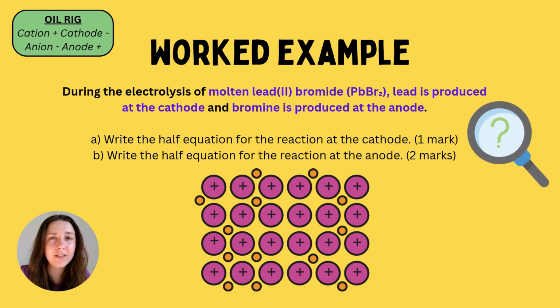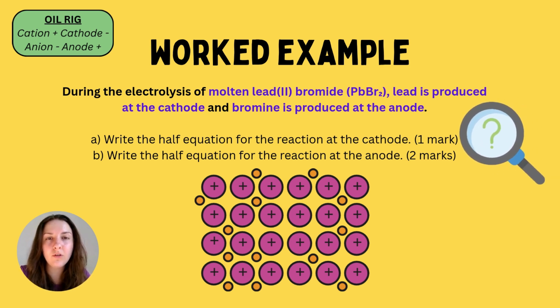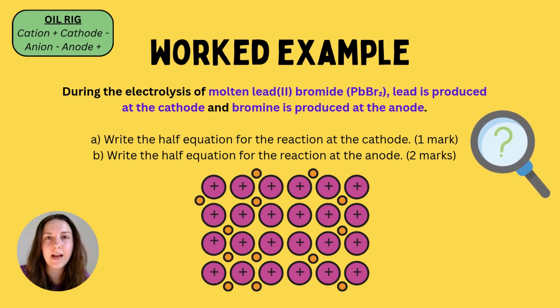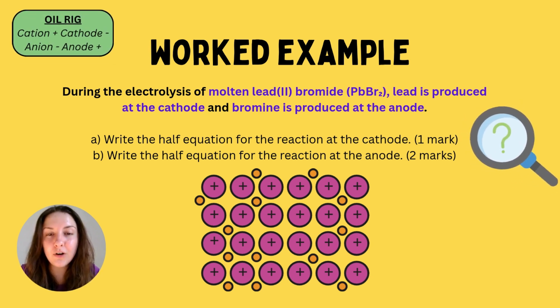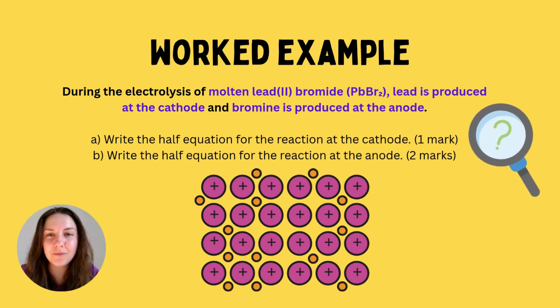One thing they could ask you in addition is they don't give you the product that forms at the anode and the cathode. You would have to work that out. So now we've got our clues, let's figure out what we need to do for each section.